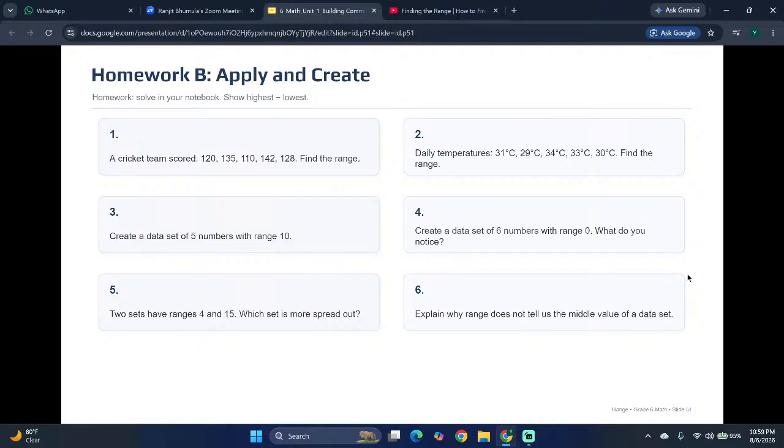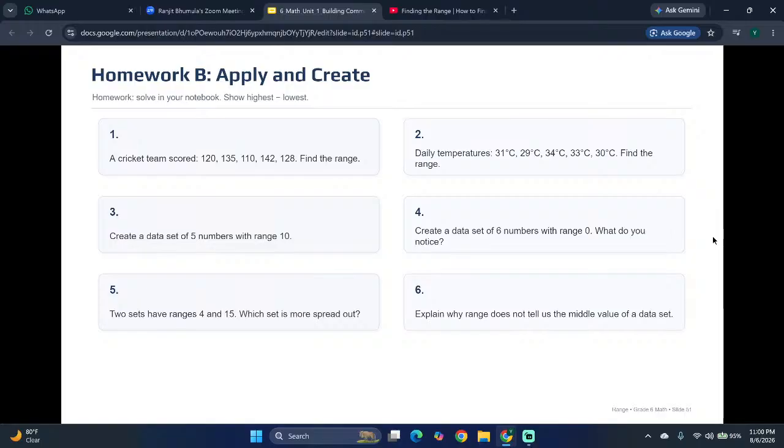Apply and create. Homework, solve in a notebook. Also, obviously show all work. Number 1, a cricket team scored 120, 135, 110, 142, 128. Find the range. Number 2, daily temperatures 31 degrees Celsius, 29 degrees Celsius, 34 degrees Celsius, 33 degrees Celsius, and 30 degrees Celsius. Find the range.